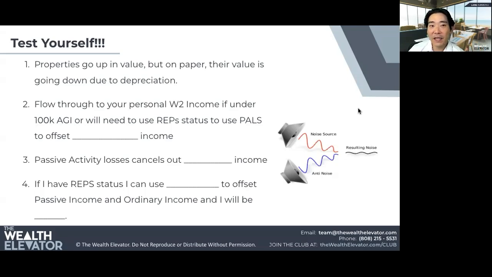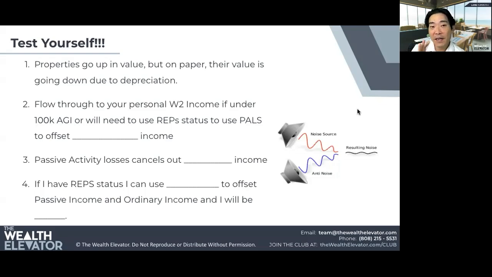Just to confirm everything: properties go up in value, but on paper their value is going down due to depreciation from the improvement portion, not the land portion. The land portion doesn't depreciate, but the improvement portion does. So what this does is it flows to your personal W-2 income if you're under $100,000 AGI, which not a lot of folks out there are. But maybe for your kids who have an AGI under $100,000, right now you can take $25,000 of your passive losses and chop your $100,000 AGI down to 75. So that's low hanging fruit for those of you with lower incomes.